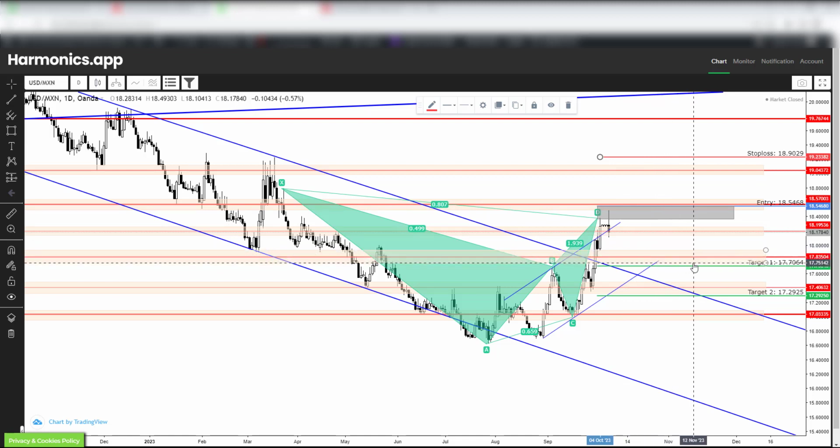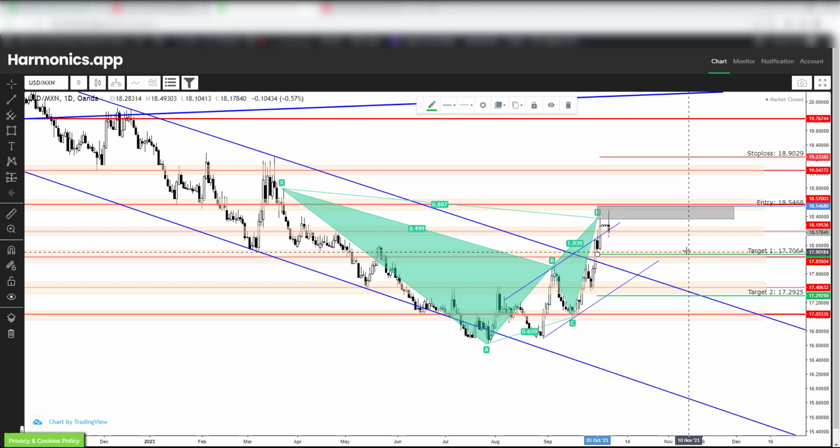So for the price, if the price goes down, the first support for me would be very nice to move it here. Just in case the price bounces from here and then goes up, you can also move your stop loss right here where the entry is, just to be break even.